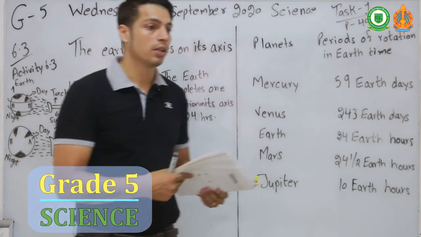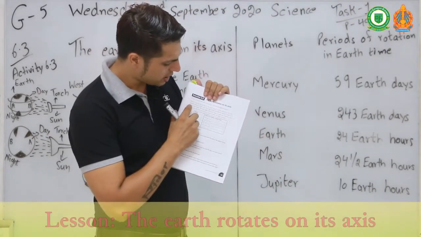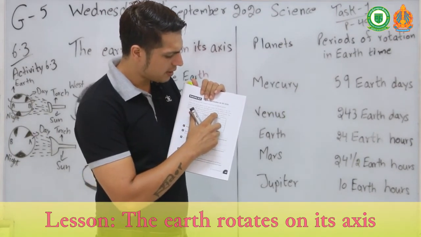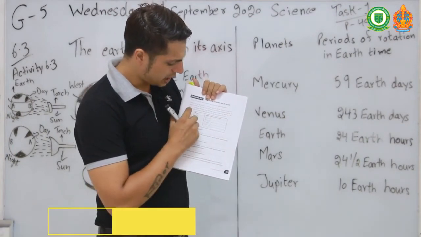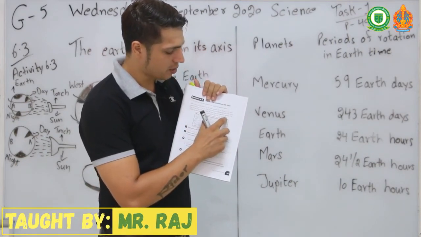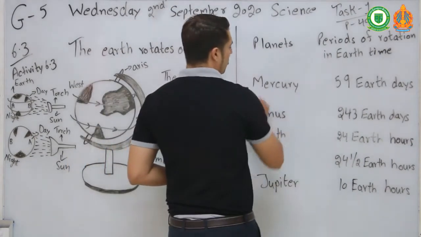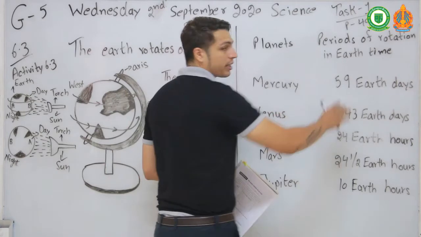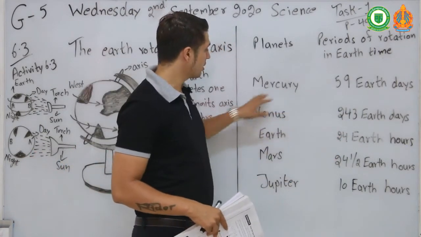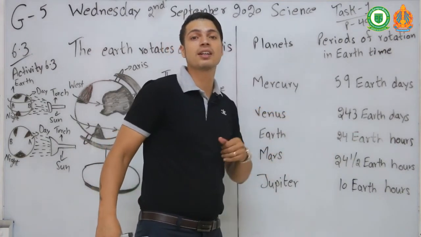Look at the data in the table. Mercury takes 59 Earth days to make one rotation. This means that one day on Mercury would be like 59 days on Earth. So one day on Mercury will be like 59 days on Earth. And one day on Venus will be like 243 days on Earth.